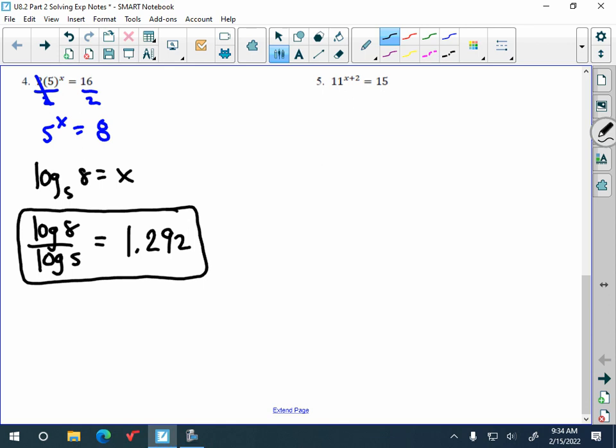All right, number 5, we're going to go straight to log form. So you can have something added or subtracted or multiplied up in the exponent position. Again, you just can't have anything be multiplied in front of the base or added or subtracted to the base. Got to move all that stuff over. All right, so then we'll go to log form. So log base 11, 15 equals x plus 2.